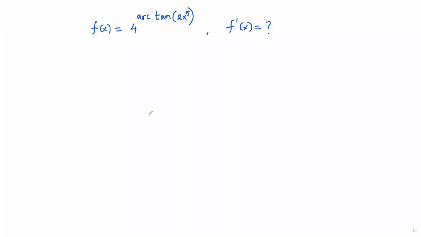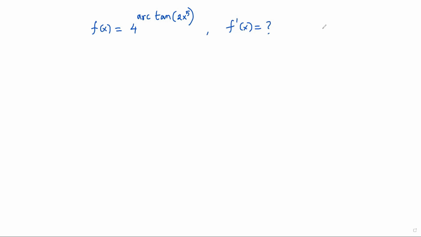f of x is equal to 4 to the power arctan of 2x to the fifth power, and we have to find f prime of x. That is, we have to find the derivative of this function with respect to x. Before we proceed with the derivative process, we need to be aware of some formulas in derivatives.